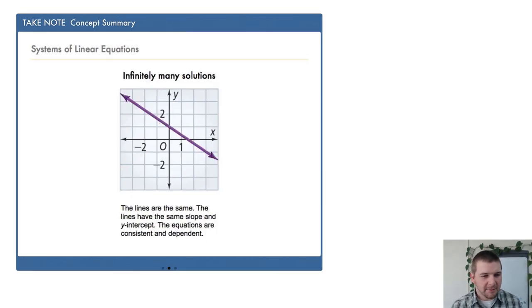A system with infinitely many solutions, graphed here. The lines are the same. The lines have the same slope and y-intercept. The equations are consistent and dependent.